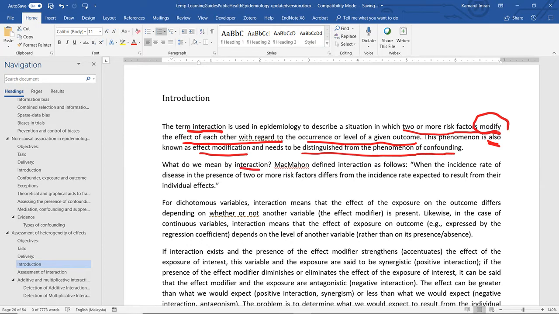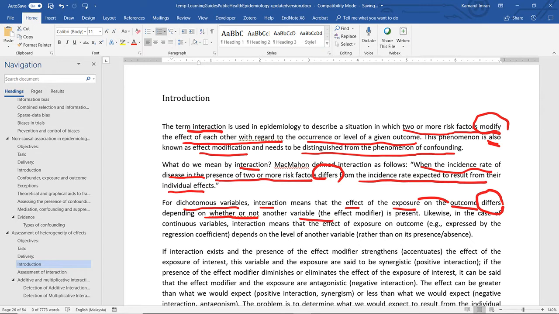What do we mean by interaction? McMahon defined interaction as when the incidence rate of disease in the presence of two or more risk factors differs from the incidence rate expected to result from their individual effects. So for the dichotomous variable, interaction means that the effect of the exposure on the outcome variable differs depending on whether or not another variable, the effect modifier, is present.